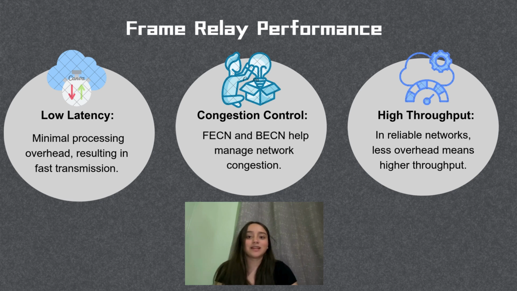Another is handling congestion. Frame relay includes mechanisms like FECN and BECN, which stand for forward explicit congestion notification and backward explicit congestion notification. These mechanisms help to manage network congestion. These indicators alert the network devices to reduce the transmission rate if congestion is detected, helping maintain performance during peak times.